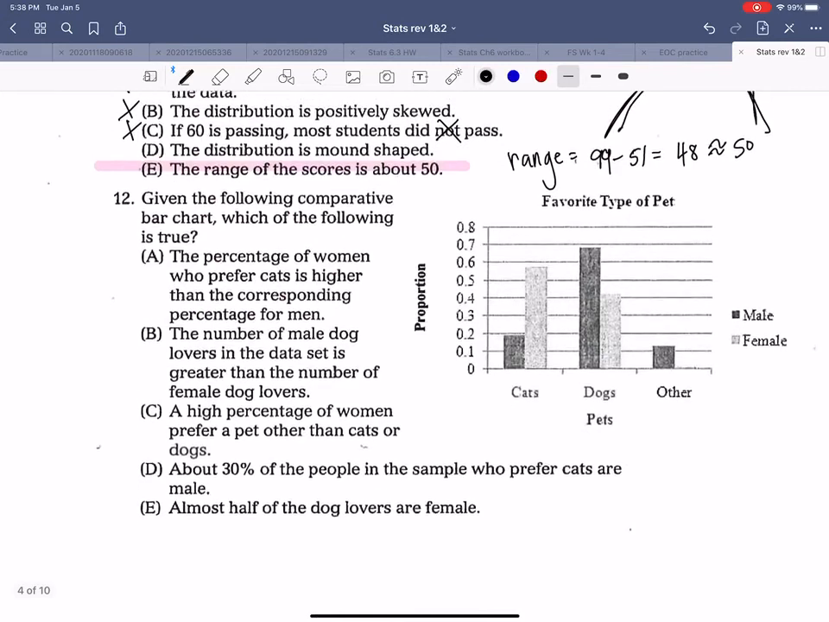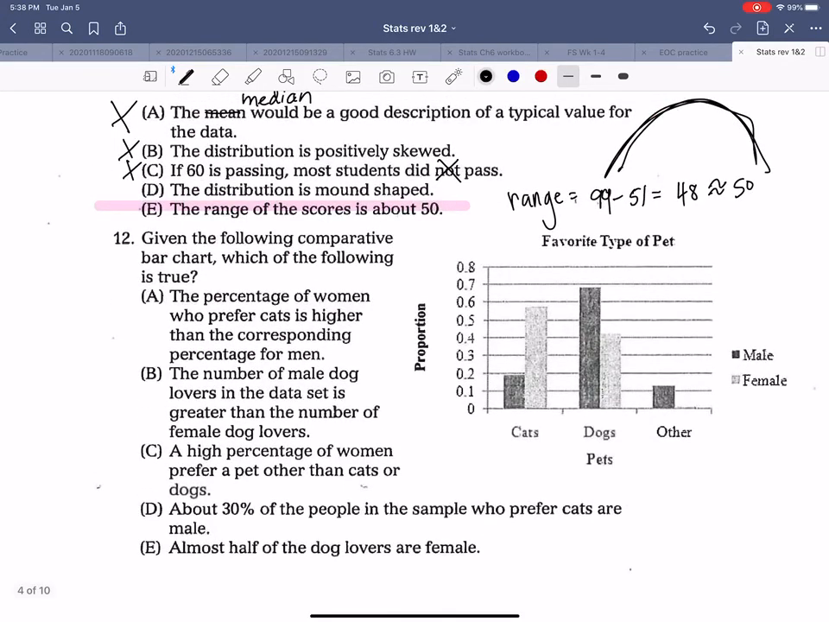All right, 12. Given the following comparative bar graph chart, which of the following is true? Okay, so now we're going to be able to compare this. This is nice. And so we have men and women. So it says here the percent of women who prefer cats. So I'm just looking here at the percent of women. So that's this one here, right? The percent of women who prefer cats is higher than the corresponding percentage of men. And I like it. I'm going to say that's true.